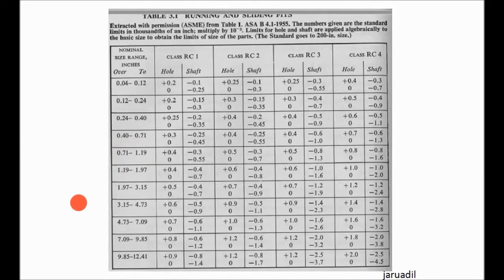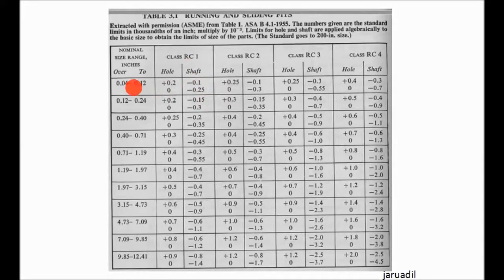Halimbawa naman, 1.5 inch ang shaft mo, ang dimension ng shaft. So, dito yan sa 1.19 to 1.97. Kasi 1.5 lang siya. So, kung 0.5 naman, mapatak naman yan dito sa 0.4 to 0.71. Ngayon, ito yung class RC1, RC2, RC3, RC4. Ito na yung diniscuss natin previously. So, for hole, ito yung tolerance niya. Plus 2, 0. Ang shaft naman, negative 0.1, negative 0.25.